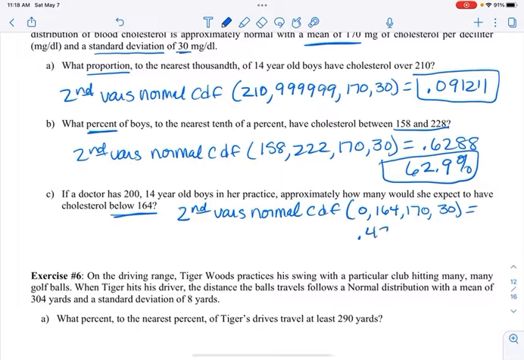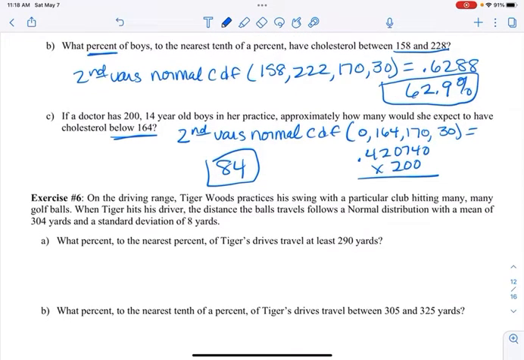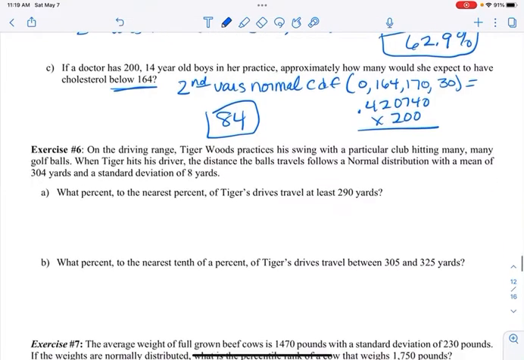So that gives me 0.420740. But that's the decimal, the proportion. I multiply that by 200 because she has 200 people, and it comes out to 84. So 84 boys she would expect to have cholesterol below 164. All right, I've got 2 more problems to try.